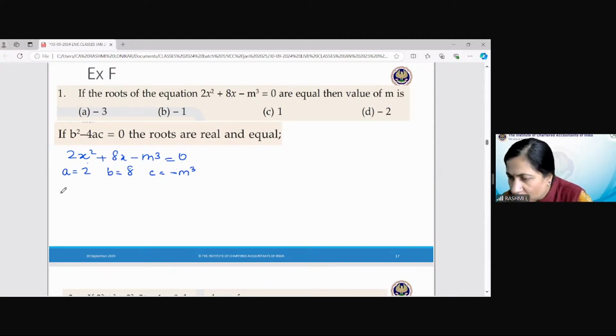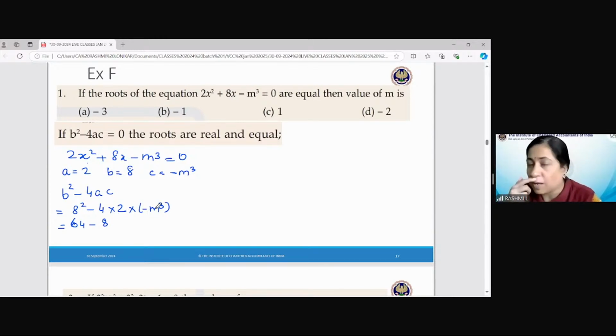Now we will find out b square minus 4ac is equal to how much? b is 8. So 8 square minus 4 into 2 into minus m cube. This is equal to 8 square is 64 minus 4 into 8 into minus m cube. Minus square, when we square a minus, becomes plus, but when we cube a minus, what happens? The minus comes back. So this will be minus m cube. Okay. This minus into this minus becomes plus. So this is equal to 64 plus 8m cube.